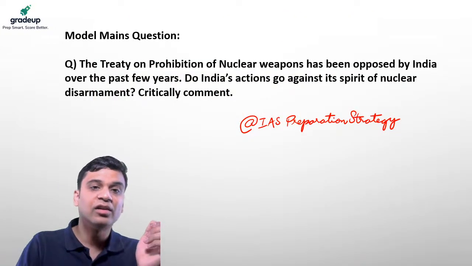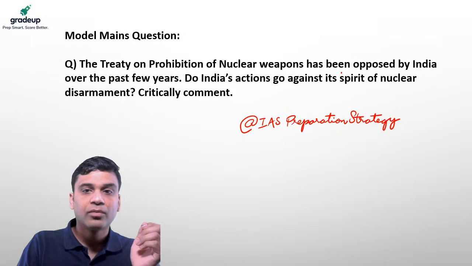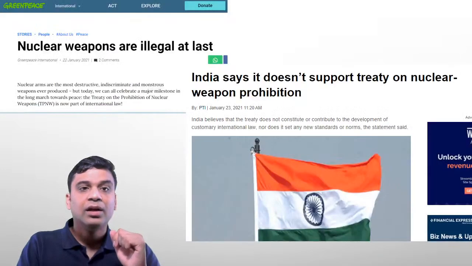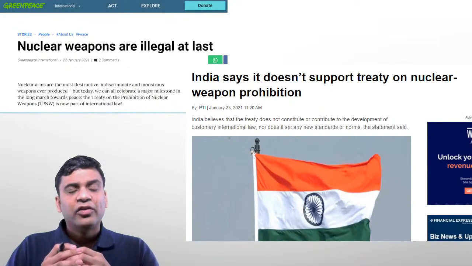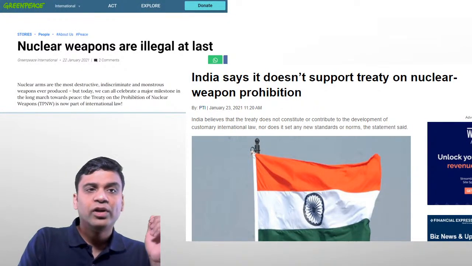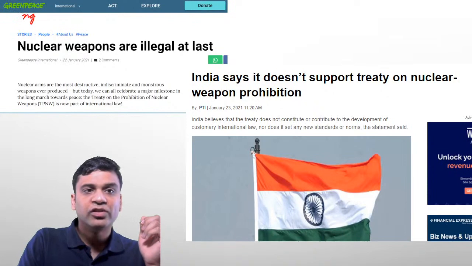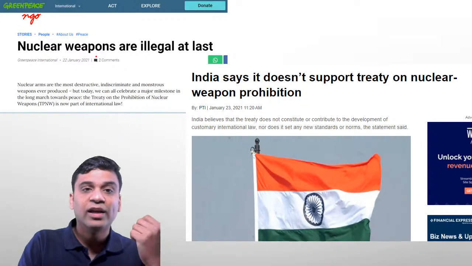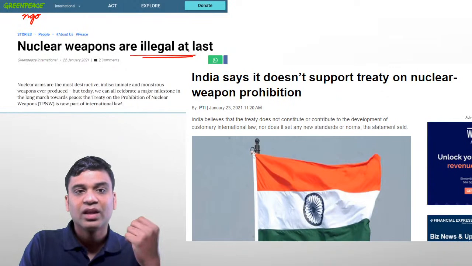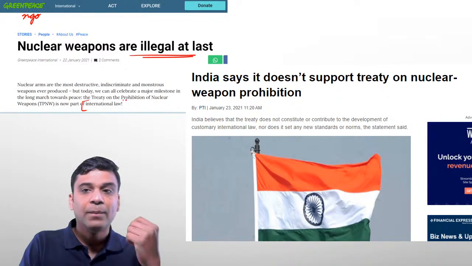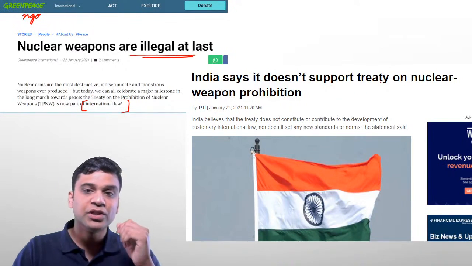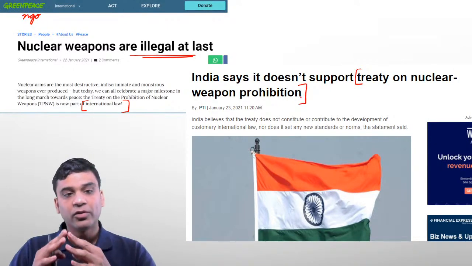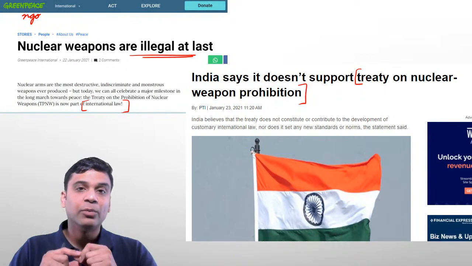Because India, as we have seen, is a champion of nuclear disarmament. Okay, so we shall see why this actually happened. All over the world, there are different reactions. For example, Greenpeace, as you know, is a famous NGO which stands for environmental issues and also against nuclear weapons. They are celebrating that nuclear weapons are illegal at last, because it's part of international law. But India is not supporting this nuclear weapon prohibition. It doesn't support the Treaty on Nuclear Weapon Prohibition. Whether India supports nuclear weapon prohibition or not, we shall see throughout the class, but this Treaty, India is not supporting.